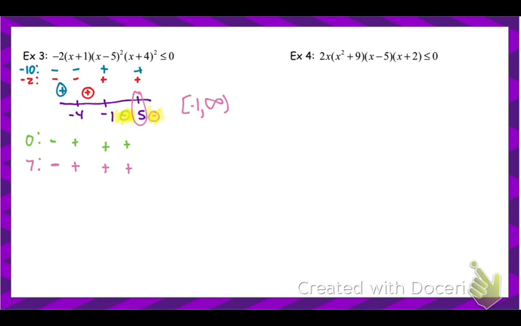-4 is a place where that or equal to is true. So we're actually going to have -4 and that region right there. All right, let's try this one again, except this time instead of algebraically, let's try it graphically.